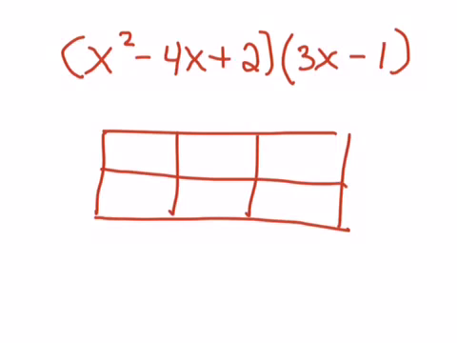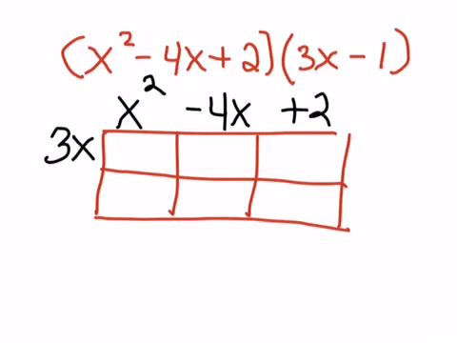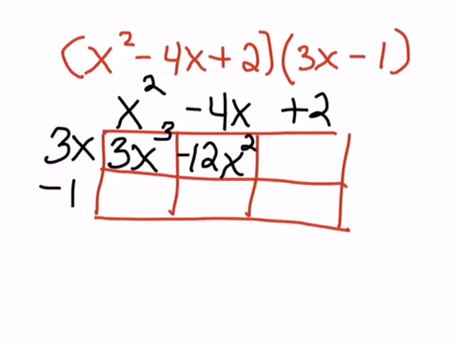So I'm going to place my x squared in the first, minus 4x, and then plus 2. And across the side, 3x minus 1, and go through and fill in. So I've got x squared times 3x. That's 1 times 3 is 3, and x squared times x gives me x to the third. The next middle box is 3x times negative 4x. Negative 3 times 4 is negative 12. X times x is x squared. And then 2 times 3x gives me 6x.